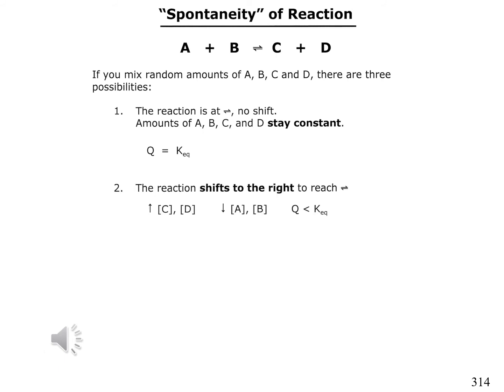The second possibility is that you might have picked too much A and B to be at equilibrium. So you're going to have to do what's called shifting to the right to use up some of the A and B and produce some of the C and D, and then you stop when you're at equilibrium. This is our case that we've been calling Q is less than K. When Q is less than K, you shift to the right.